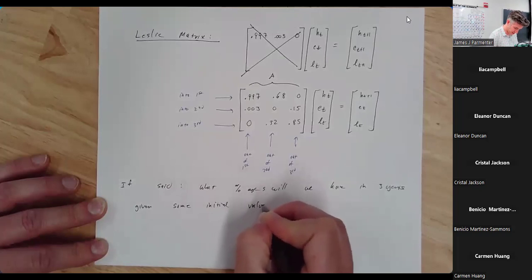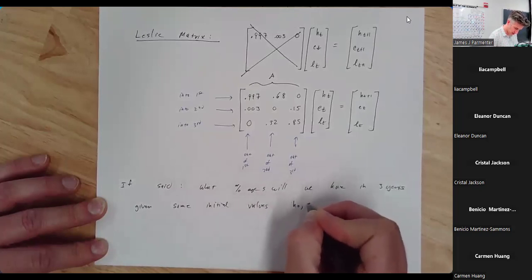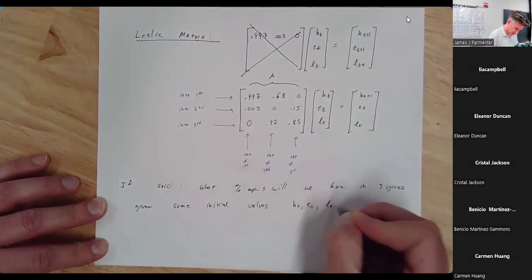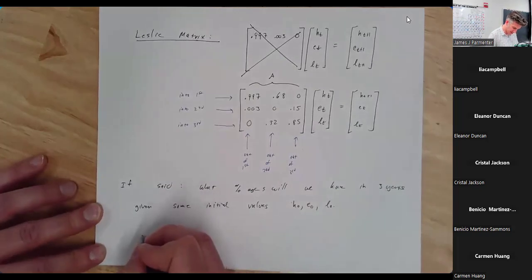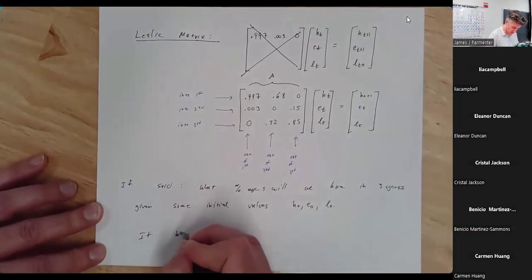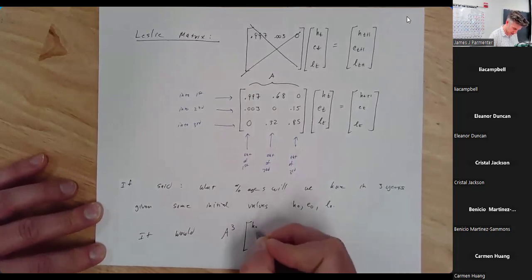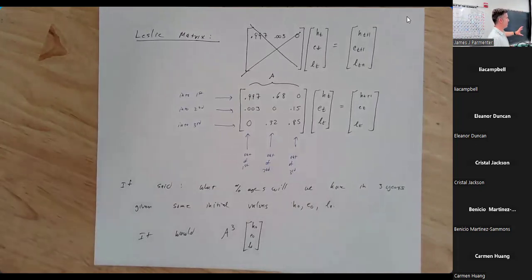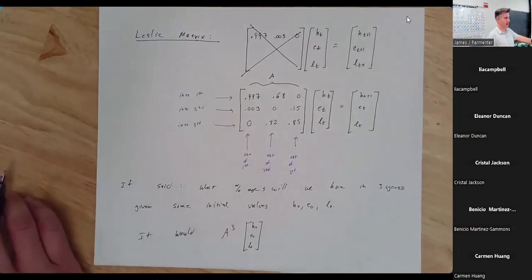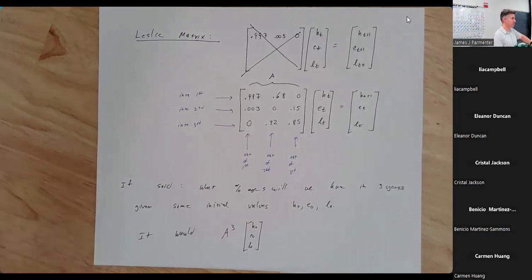We're not going to make a calculation here. H naught, E naught, and L naught. It would be the matrix A cubed times H naught, E naught, L naught. This is just to point out that the whole idea here is that you're not trying to do this calculation by hand every time. You're trying to say that it's just repeated matrix multiplication. But again, I'm not focusing too much here on the actual multiplying matrices for this particular problem.